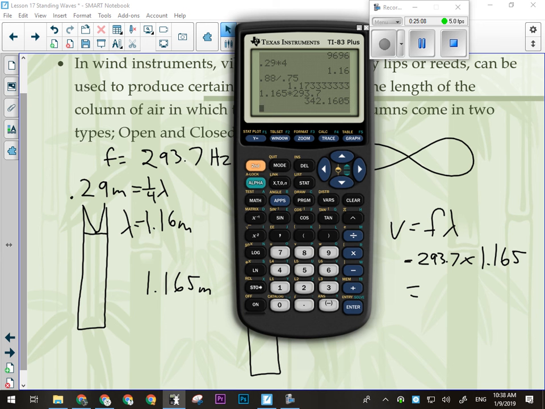That's what we would have you do in the lab. We'd have you measure those points, calculate the wavelength, and then use it to calculate the speed of sound in the room. Nothing earth-shattering, but it's worth seeing at least.